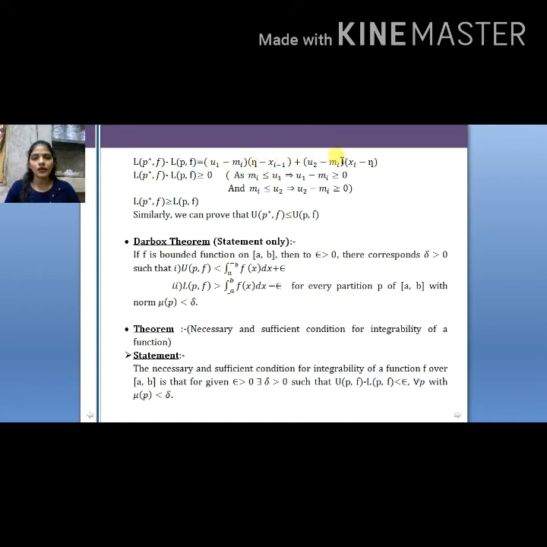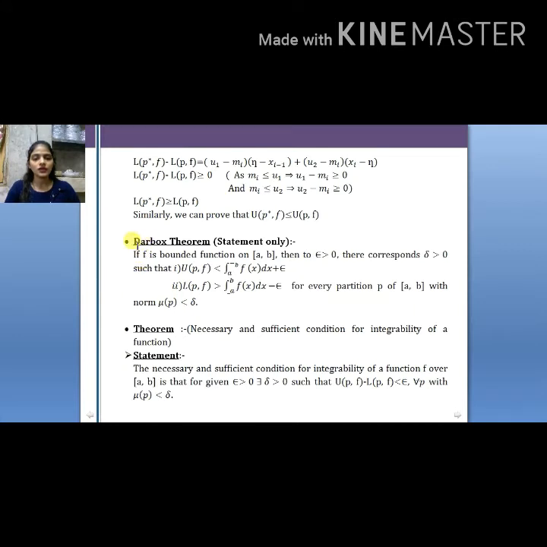Then the whole term is greater than or equal to 0, and that term is equal to LP star f minus LPf. That means we get LP star f minus LPf is greater than or equal to 0. Therefore, LP star f is greater than or equal to LPf. That is, the lower Riemann sum of f of x with respect to the refinement p star is greater than or equal to LPf, the lower Riemann sum with respect to the partition p. Similarly, we can prove UP star f is less than or equal to UPf.